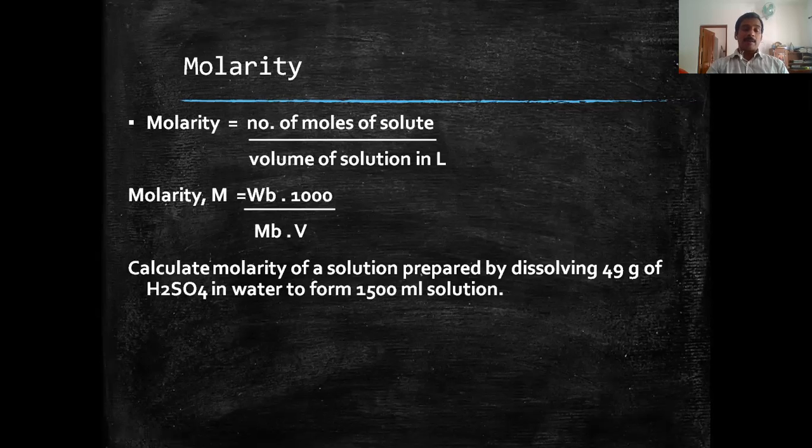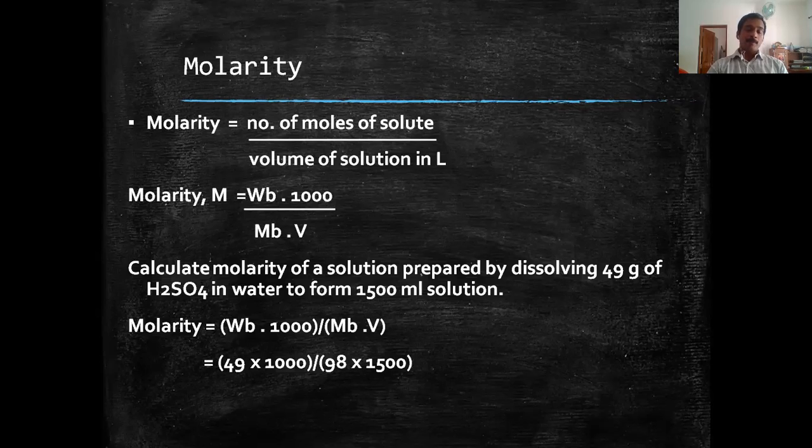Okay, now a question. Calculate the molarity of a solution prepared by dissolving 14.9 gram of H2SO4 in water to form 1500 ml solution. So here WB is equal to 49 gram, V is 1500 ml. The molar mass of H2SO4 is 98. Molarity is equal to WB into 1000 divided by MB into V. 49 into 1000 divided by 98 into 500, that is equal to 0.75.